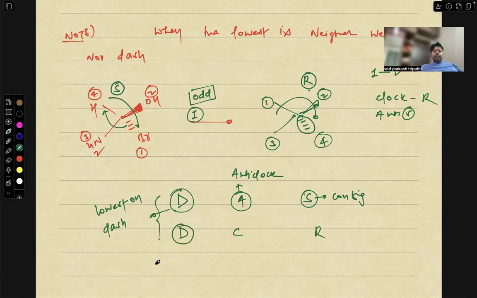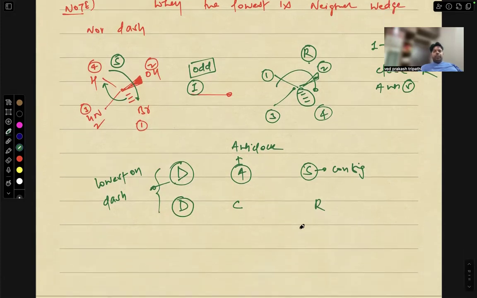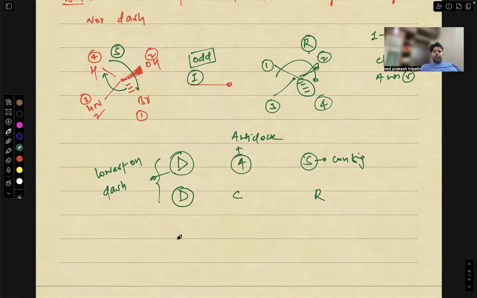Okay. And wedge is just opposite of dash. It means if wedge anti-clock, what should be R or S? So you know that dash anti-clock is S. It means wedge anti-clock would be R. And dash clock is R, it means wedge clock would be S. Simple. So try to memorize just one case and the rest you can draw like that.